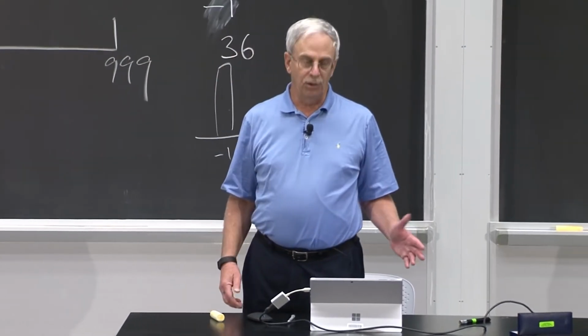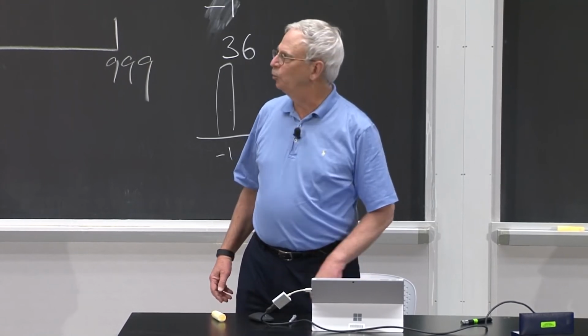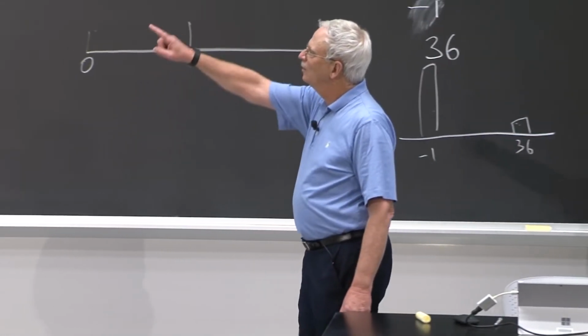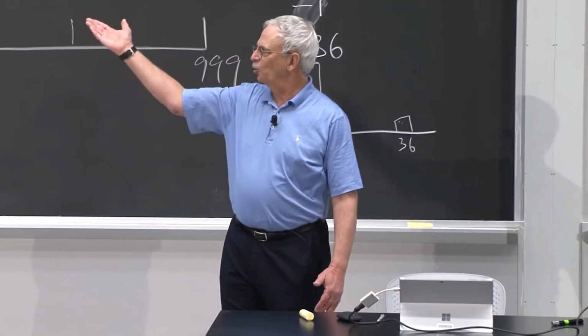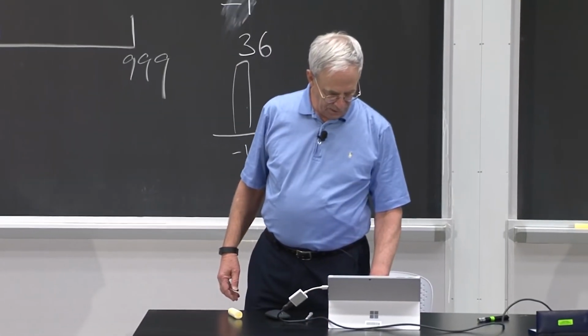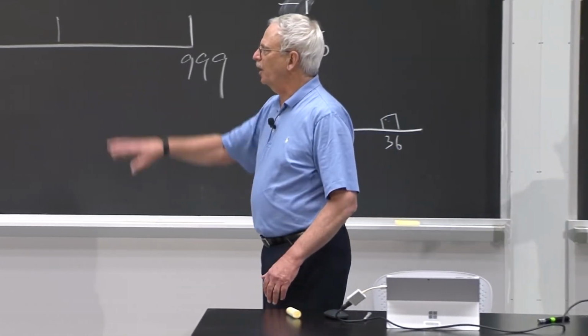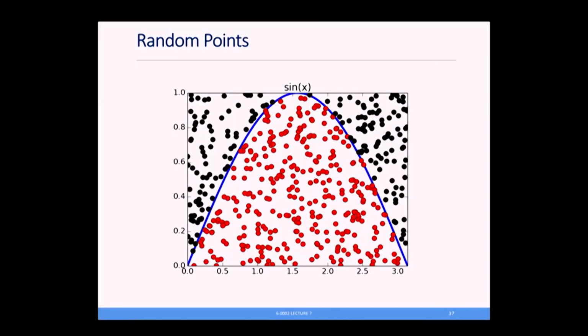So this, for example, is a very common way to do integration. I promised you we'd talk about integration. So here's a sine of x. If I want to integrate the sine of x over some region, as done here, all I need to do is pick a bunch of random points, red and black in this case, and look at the ratio of one to the other.